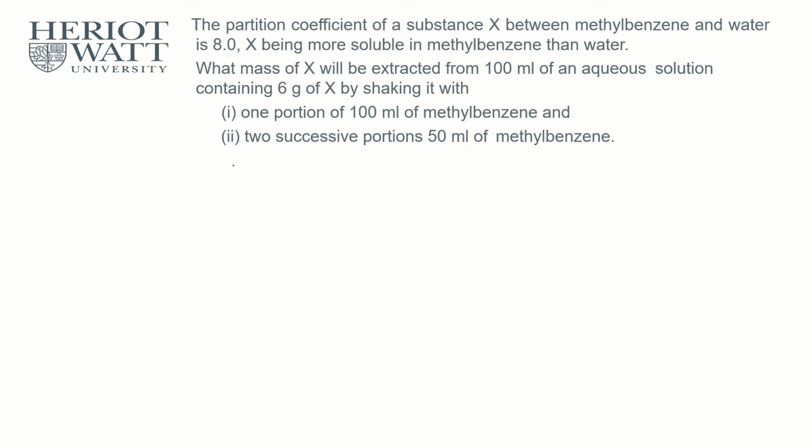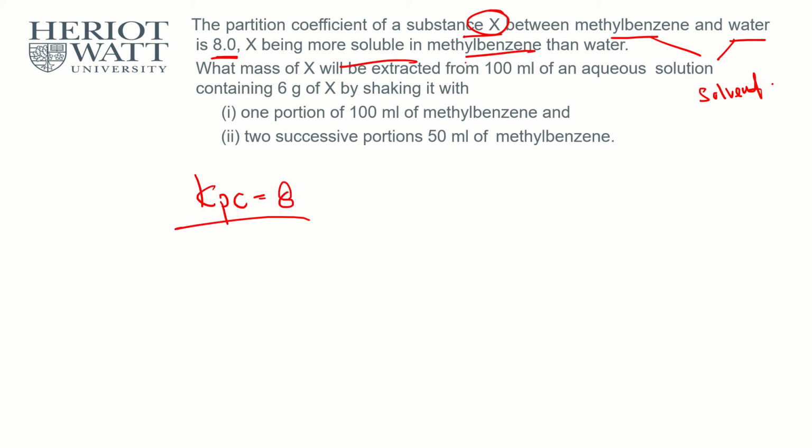So we're going to start with these questions. The partition coefficient of substance X, which is unknown, between methylbenzene and water. See that? These two are the solvents, and they are immiscible. They can't mix. Methylbenzene is organic, water is polar, so they can't mix together, just like oil and water. And the value for X is 8, so KPC equals 8. This is given. X is more soluble in methylbenzene.